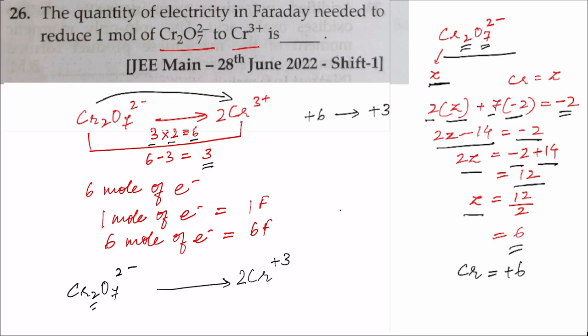So here Cr2O7 2 minus will accept 6 electrons and it will change into 2 Cr3 plus. So total number of electrons accepted by Cr2O7 2 minus is 6 electrons. Or it can also be said 1 mole of Cr2O7 2 minus accepts 6 moles of electrons. 1 mole of electron is 1 Faraday, 6 moles of electrons will be 6 Faraday. So quantity of electricity in Faraday needed to reduce 1 mole of Cr2O7 2 minus to Cr3 plus is 6.